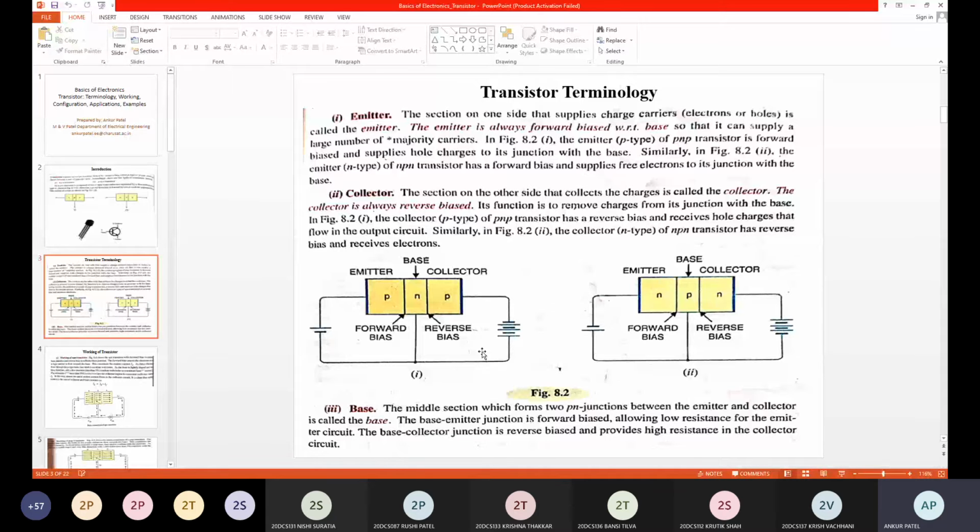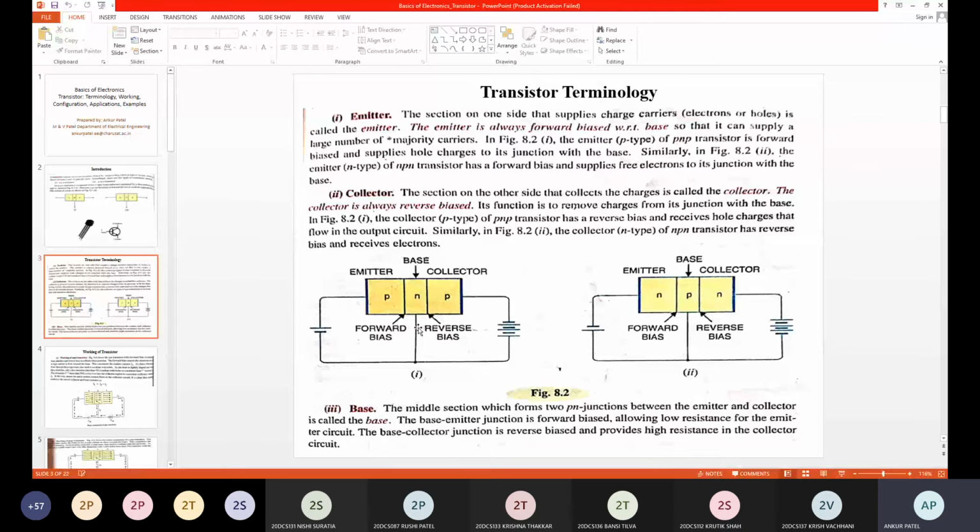So to get the output, the input circuit should always be in forward bias. Then and only then you will get the output. This is a reverse bias in the output side, but it's okay. We are getting forward bias in the input. So whatever emitter current flows, that will be received on the output side.